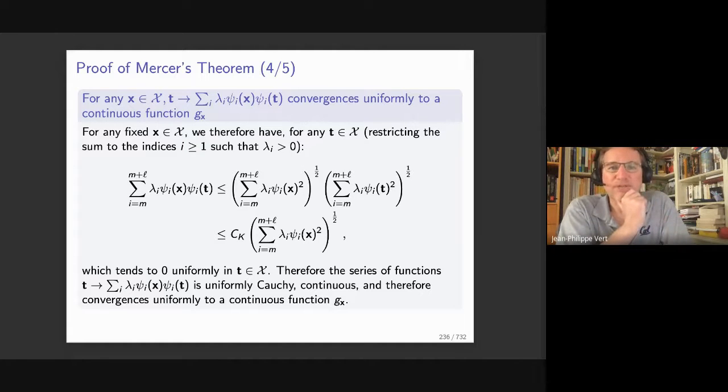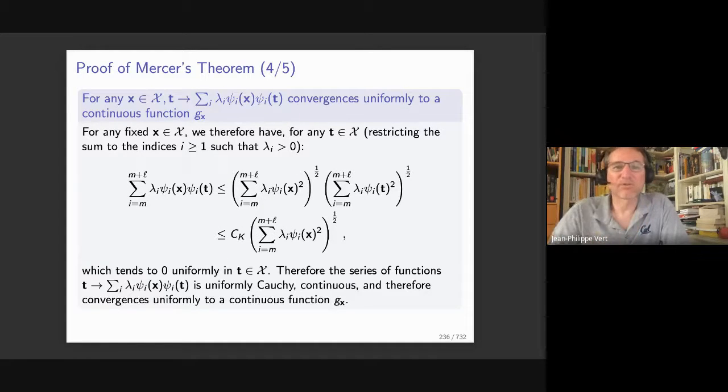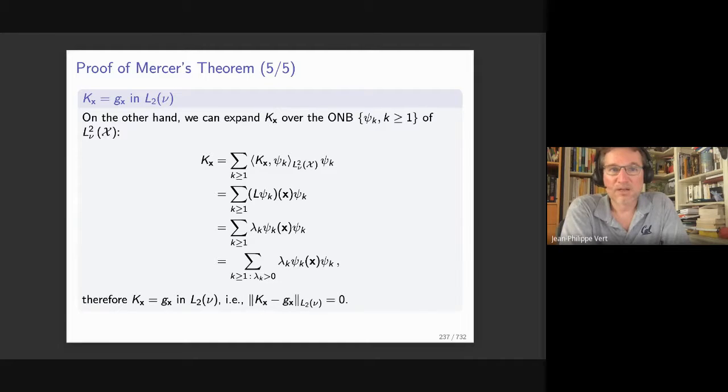All right. So now we have g_x, and the final thing that we need to show is that g_x is in fact equal to k_x, because we would like to write that the sum of lambda_i psi_i(x) psi_i(t) should be equal to k(x,t). This is what we want. Now, what we have shown already is that we have a continuous function g_x that is the limit of this sum. So now we need to work in L2, and we will show that k_x is equal to g_x in L2. Remember that L2 consists of equivalence classes of functions, so you can have two functions which are potentially different at some value, but which are the same in L2.